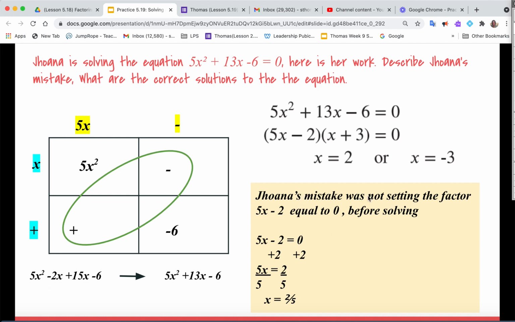Joanna's mistake was not setting the factor 5x minus 2 equal to 0 before solving. I think she just looked at it, ignored the 5, and was like, oh, x is equal to positive 2. But we have to start out by setting the factor equal to 0, then adding 2 to both sides. When that is done, you would want to divide by 5, because you now have 5x is equal to 2, so you divide by 5 on both sides, which means our x is equal to 2/5. So that is how you would solve.